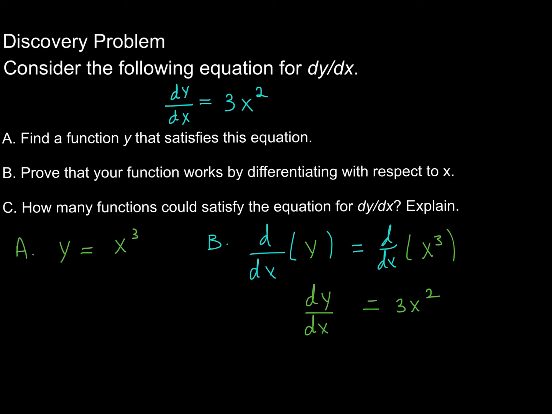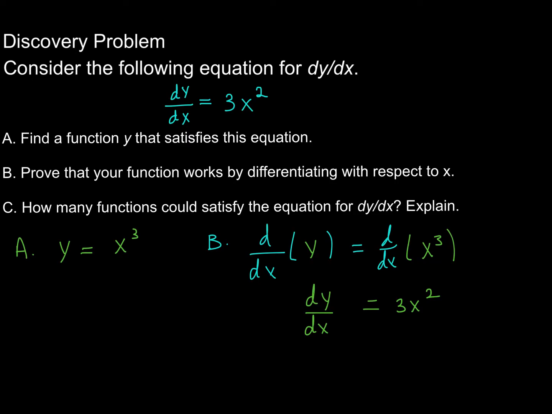So perhaps as you were differentiating, or maybe when you read question C, you realized that this is not the only function that satisfies this differential equation here. X cubed is not the only expression whose derivative will be 3x squared. Reason being is that any constant added on at the end will of course have a derivative of 0, right? Any constant function is a perfectly horizontal line, and the derivative at any point is going to be 0.